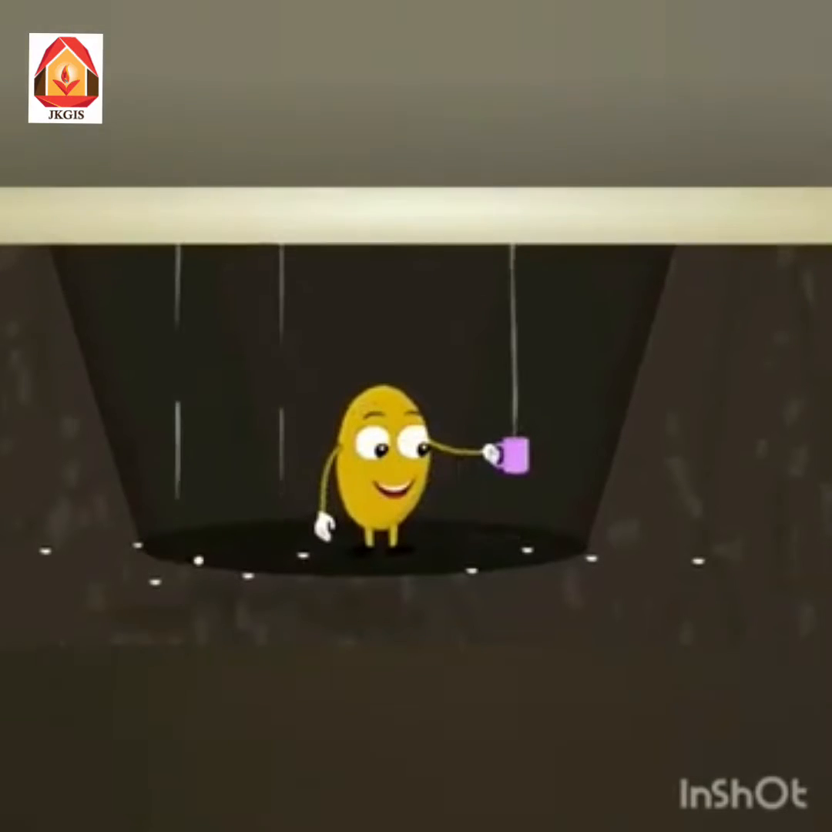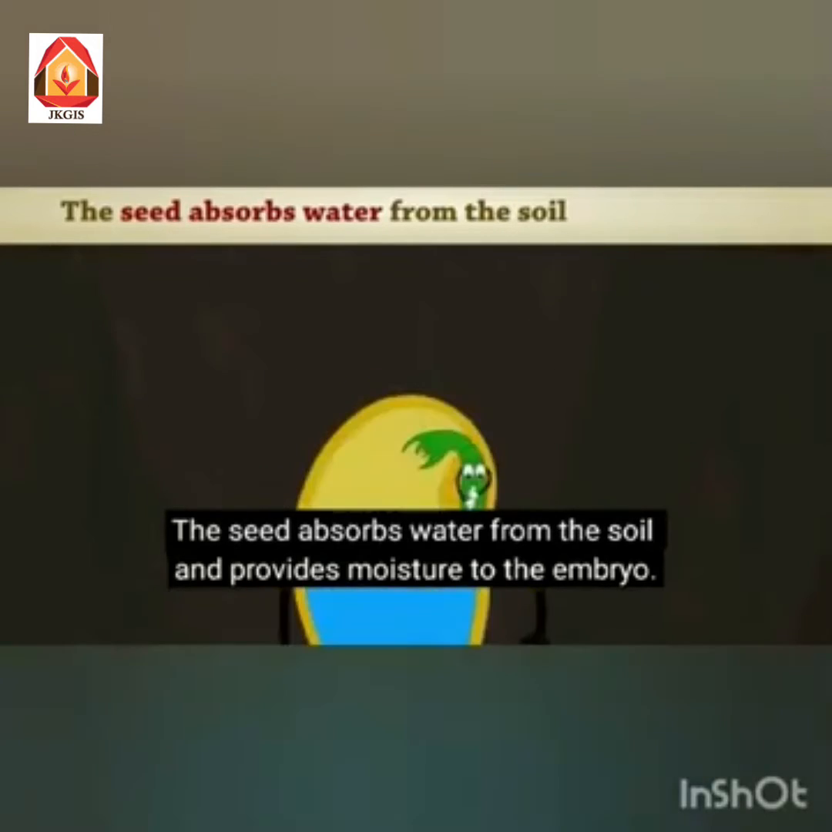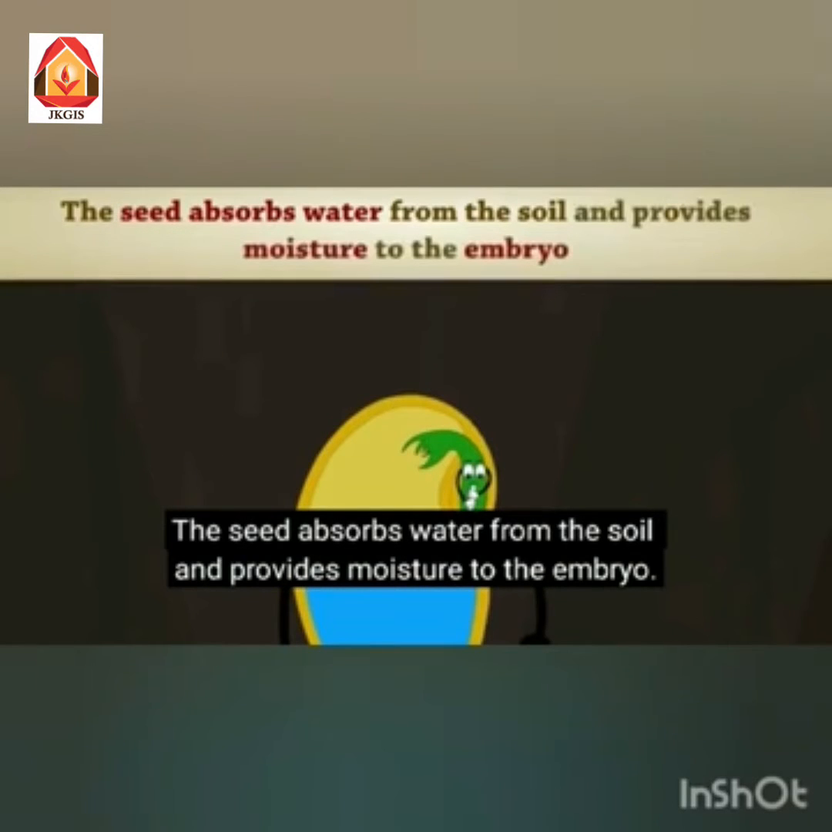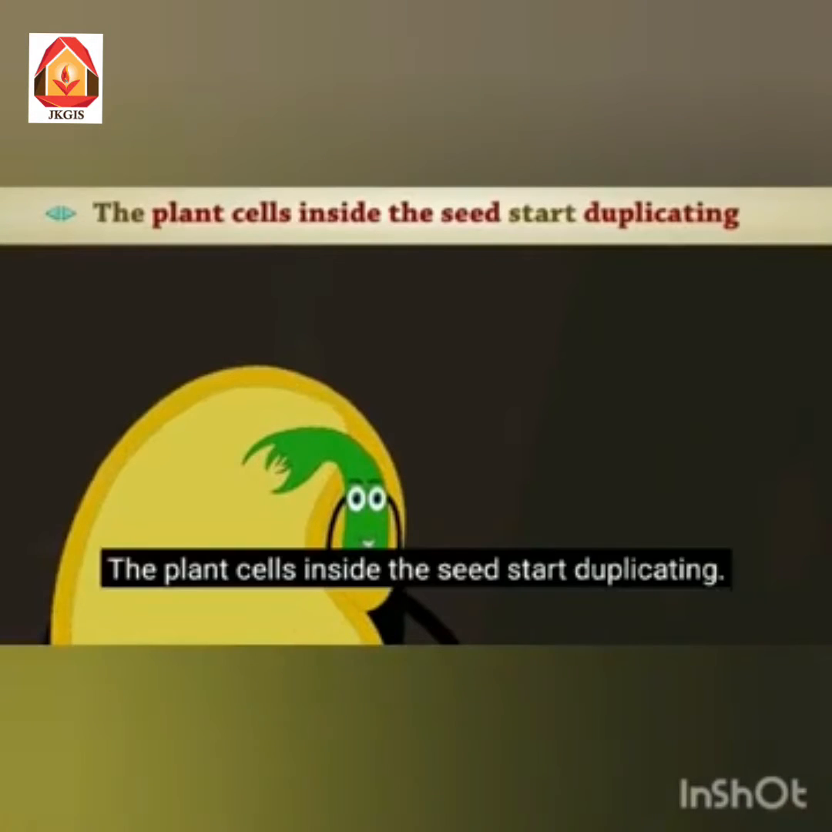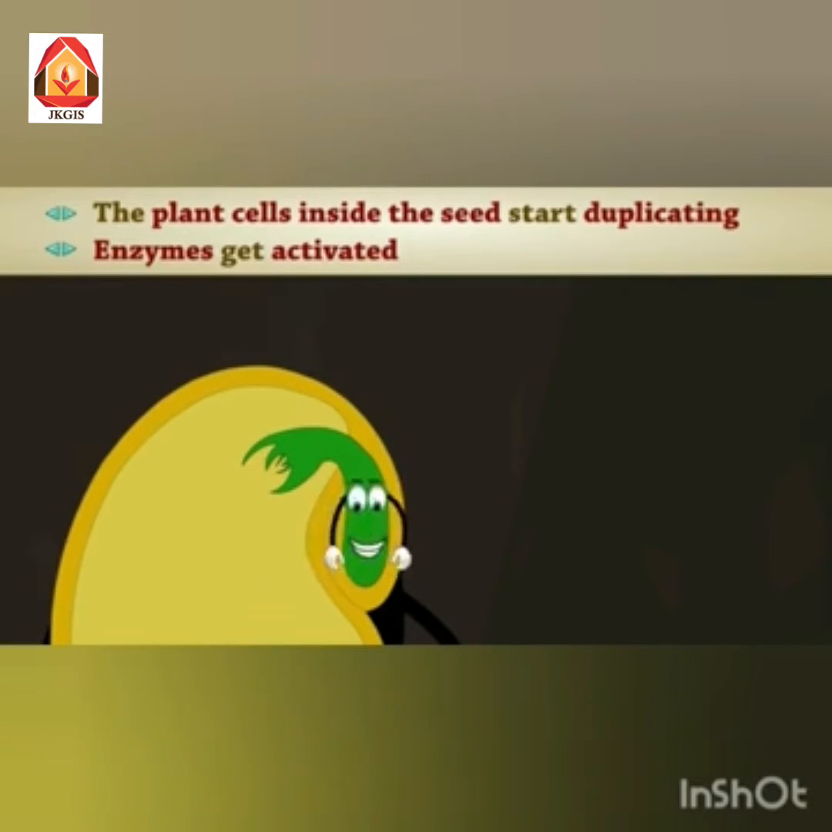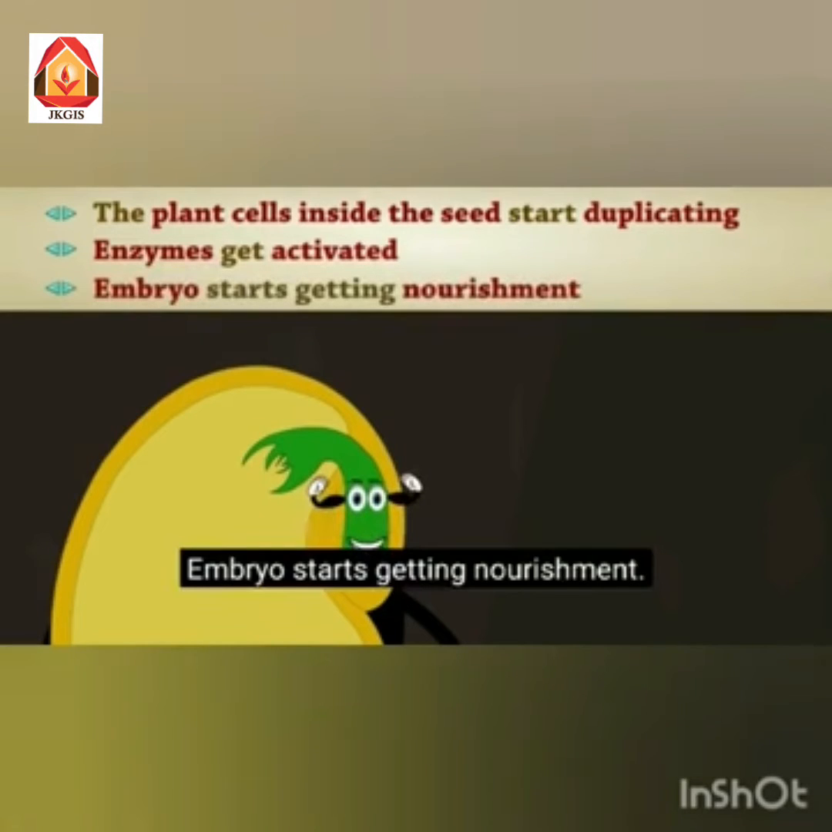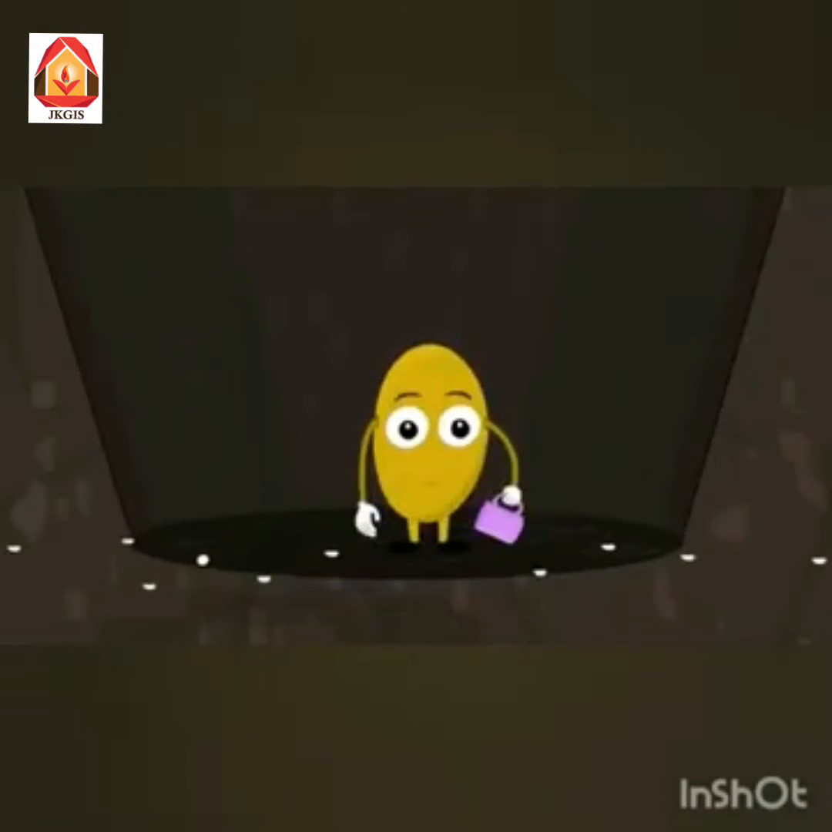The seed takes the water from the soil. It absorbs the water and provides it to the embryo. The embryo gets the moisture and gets favorable conditions by which the cells inside the seed start duplicating. Enzymes get activated and then the embryo starts to grow stronger. It gets the nourishment from the seed.